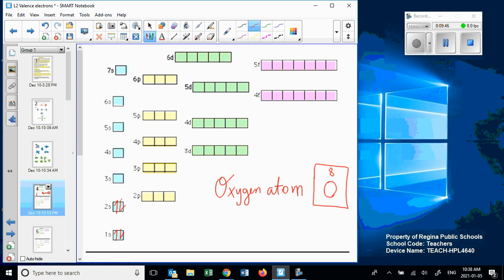And then 8. So I'm at 4. I need 4 more. So I say 5, 6, 7. Now I've got singles all at the same sublevel. I can now double up. Let's say 8.